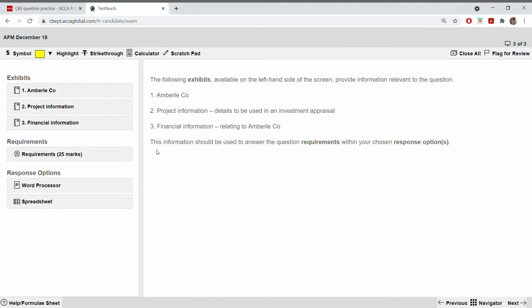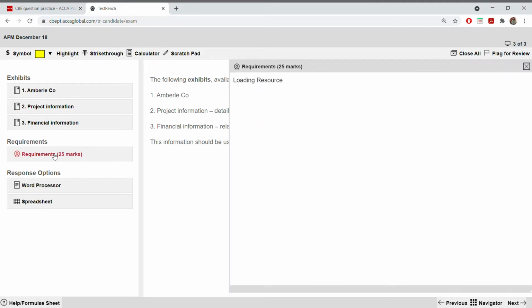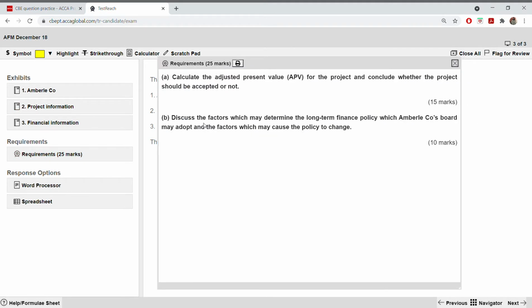Since it's an investment appraisal where you have to calculate net present value and adjusted present value, we definitely need a spreadsheet. We cannot use a word processor over here because you have to make cash flow columns, a table, and then we need the spreadsheet. If you see the requirements, we have completed part B when I discussed how to write the theory part. So I'm not going to do part B here, only part A.